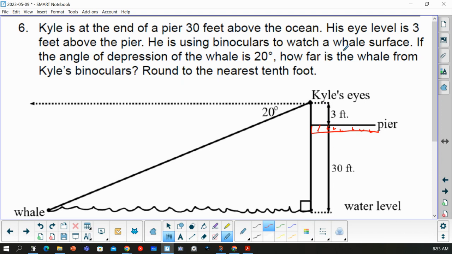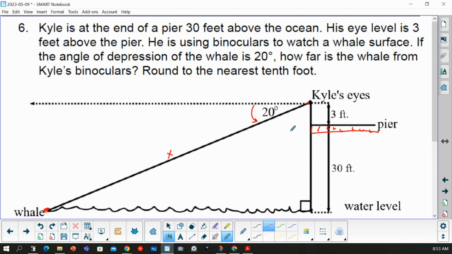He's using binoculars to watch a whale surface. Here's the whale out here in the ocean. If the angle of depression of the whale is 20 degrees, so the angle of depression is below that horizontal line, he's looking down to see this whale, 20 degrees. How far is the whale from Kyle's binoculars? So how far the whale is from the binoculars would be this measurement right here.